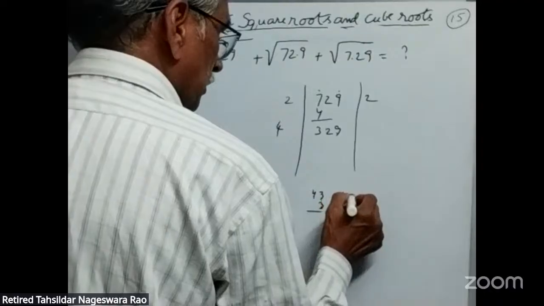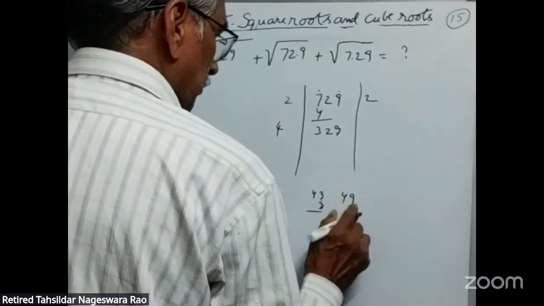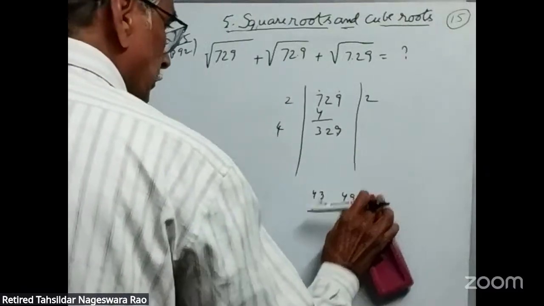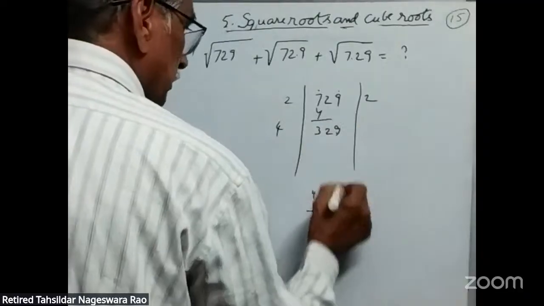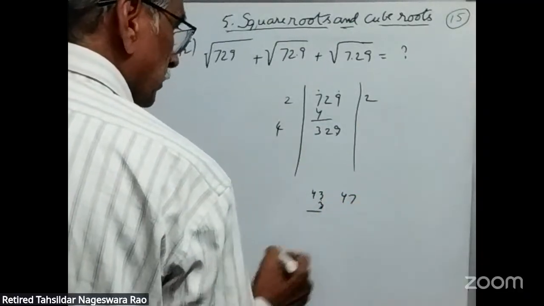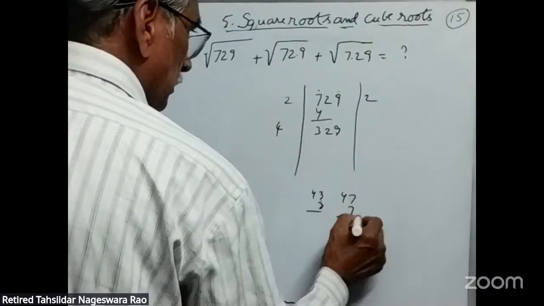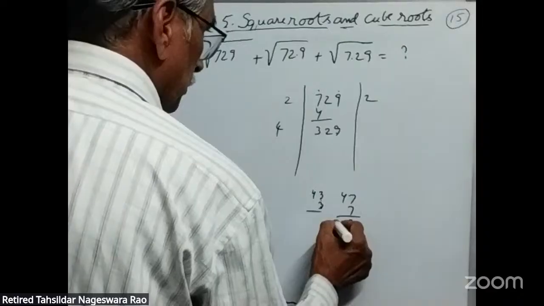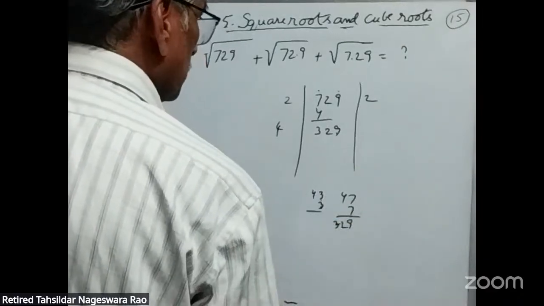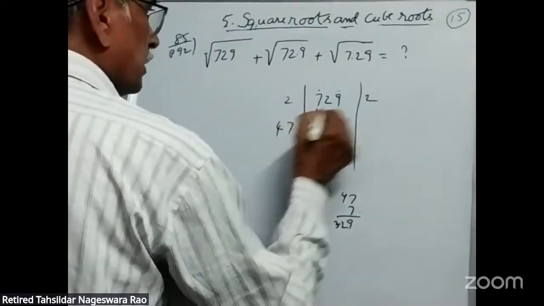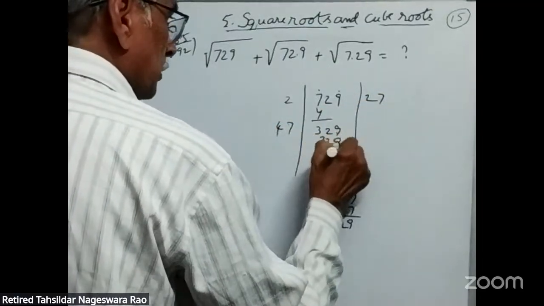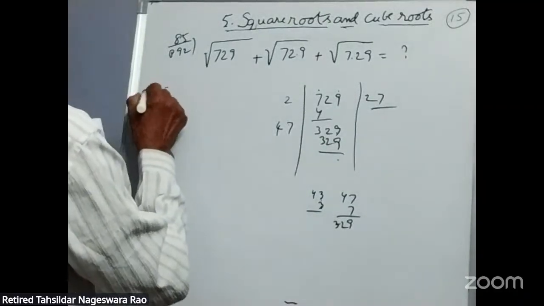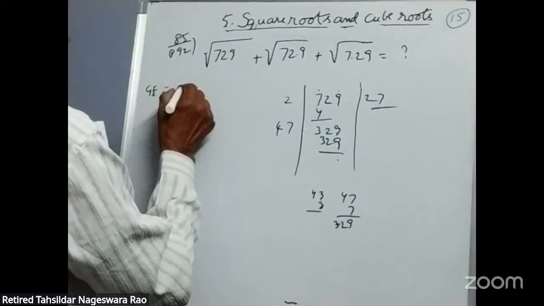Next option is 49. 47. Next option is 47. You get here 9. There is possibility. 4 into 8, 4, 32. So 47, 7 here, 7 here. 329. But this one is the square root. Is it okay? Given expression is first one.